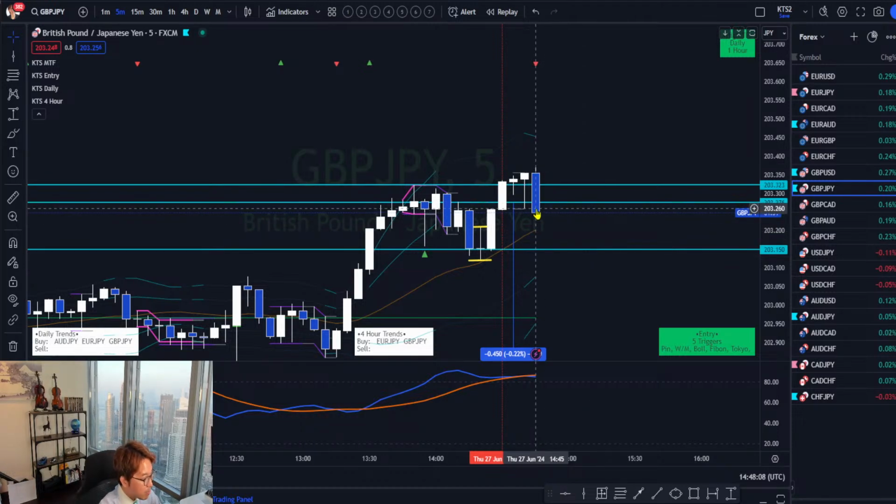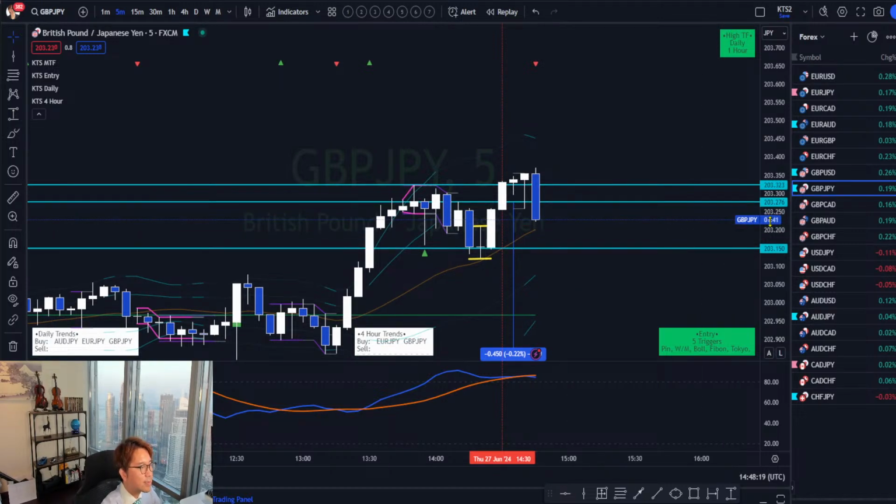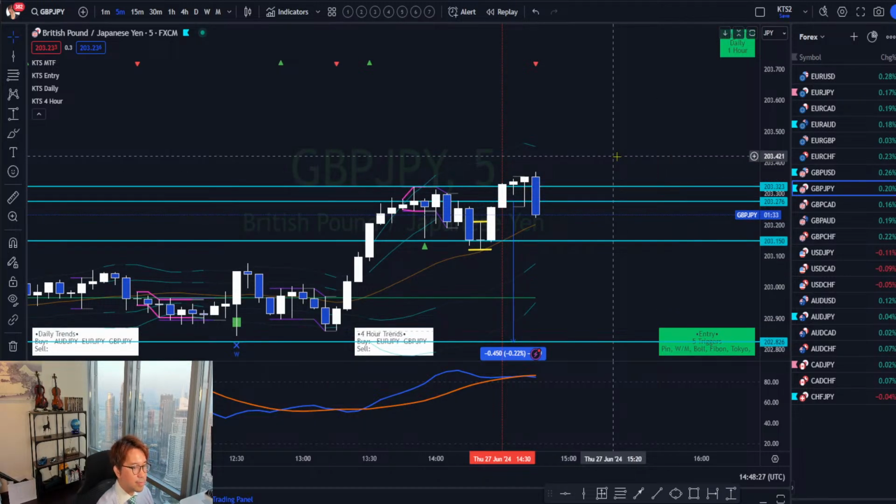Whenever you see this bearish bar forming, then you may think that's a retracement. But you have to wait for the close price. Yeah, let's see.